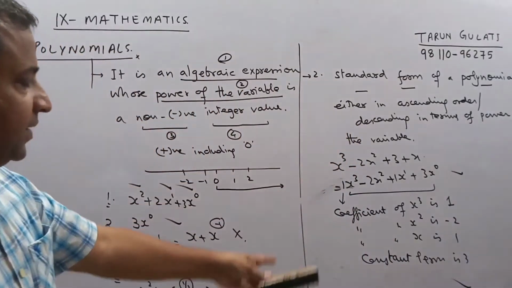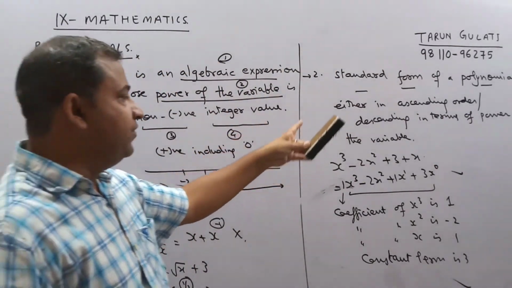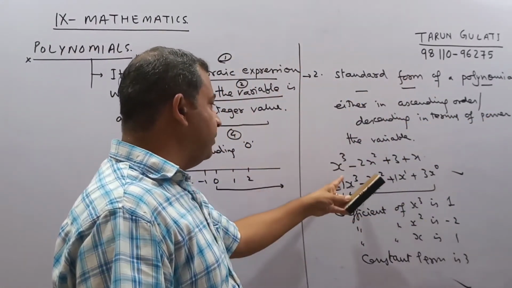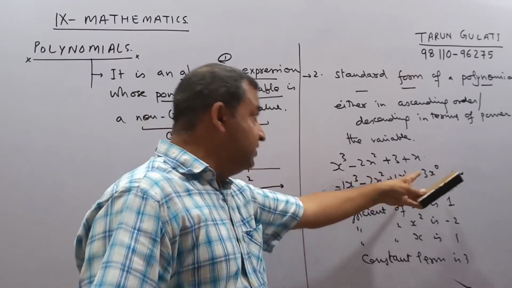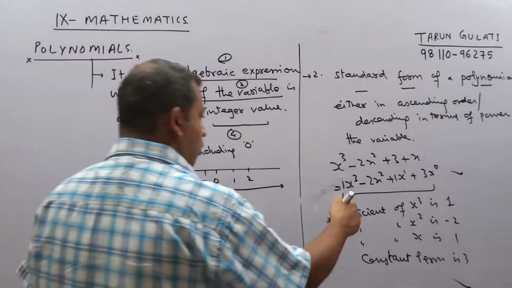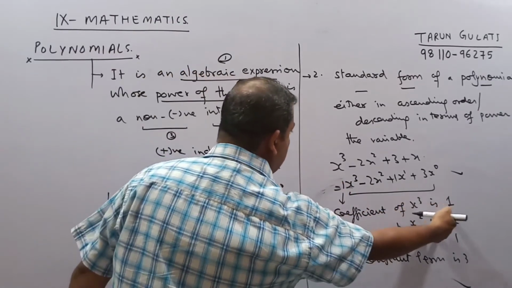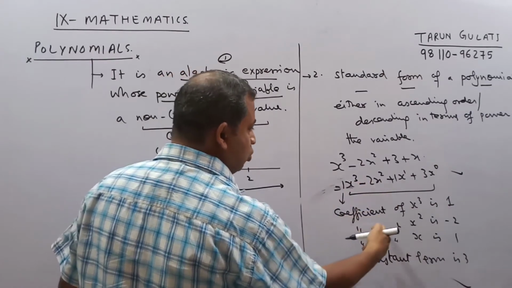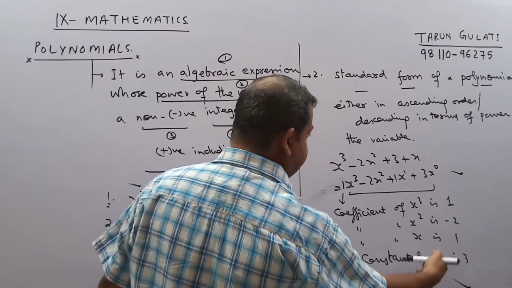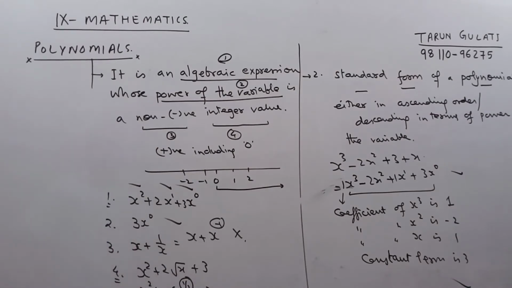So a polynomial can be studied in these forms. First of all, you should understand the meaning of polynomial. Then how to write in standard form. Number 3, we have to arrange it either in ascending order or in descending order. Here 1 is the coefficient of x cube, and minus 2 is the coefficient of x square. 1 is the coefficient of x. What about 3? 3 is your constant term. I suppose all the meanings are clear.